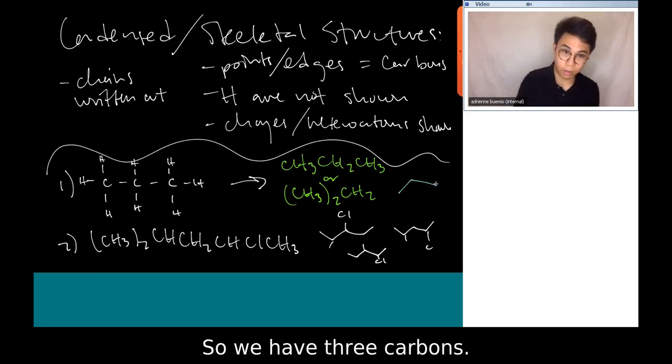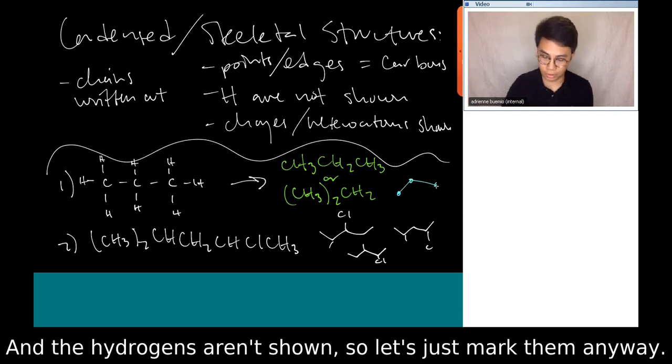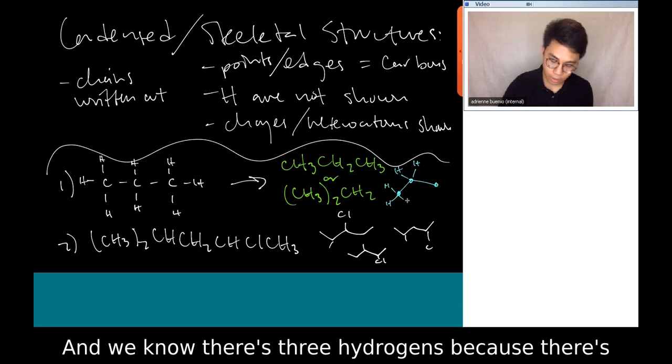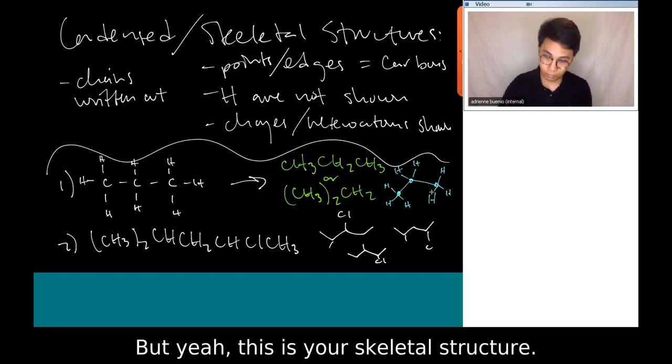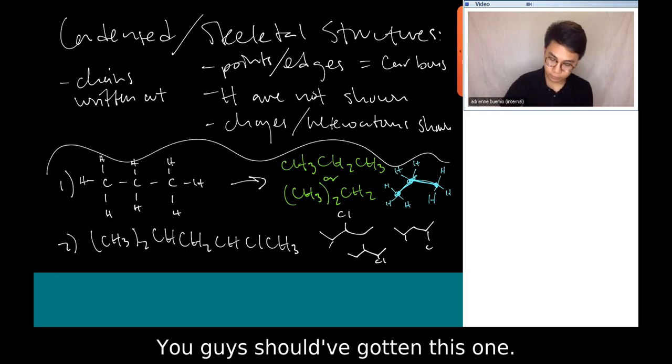So we have three carbons, right? One, two, three, and the hydrogens aren't shown, so let's just mark them anyway, right? Hydrogen, hydrogen, so we're there. And we know there's three hydrogens because there's no charge on those carbons, right? But yeah, this is your skeletal structure. So that's it. So now, what's two? What do you guys get for two? You guys should have gone this one.